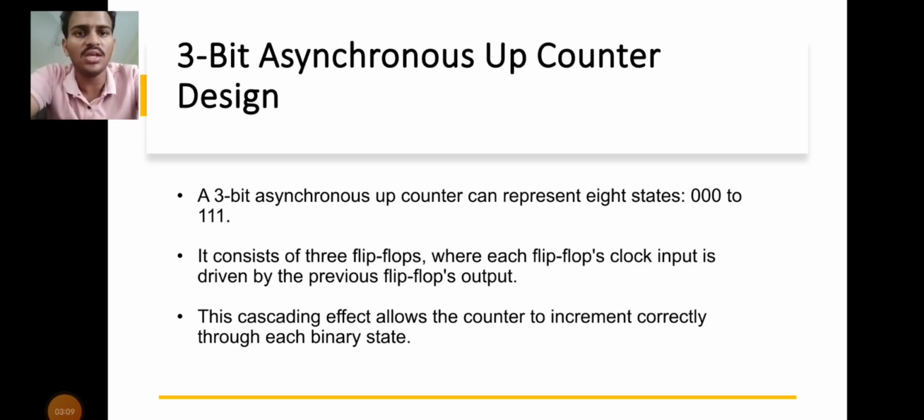3-bit asynchronous upcounter design. A 3-bit asynchronous upcounter can represent 8 states: 000 to 111. It consists of 3 flip-flops, where each flip-flop's clock input is driven by the previous flip-flop's output. This cascading effect allows the counter to increment correctly through each binary state.